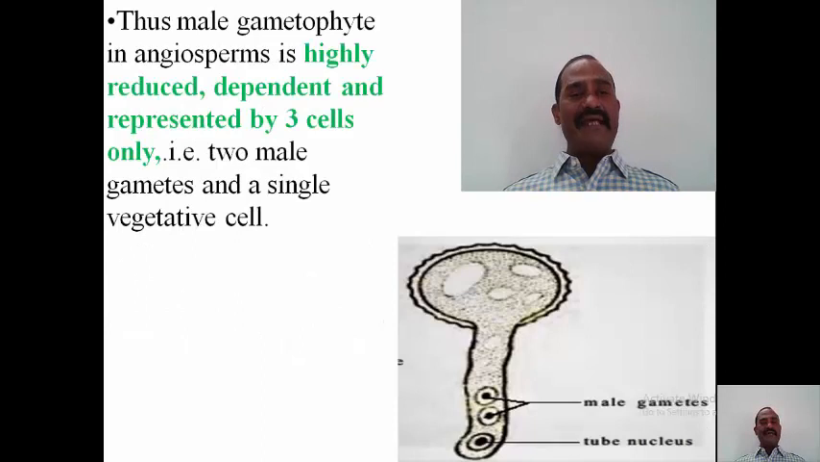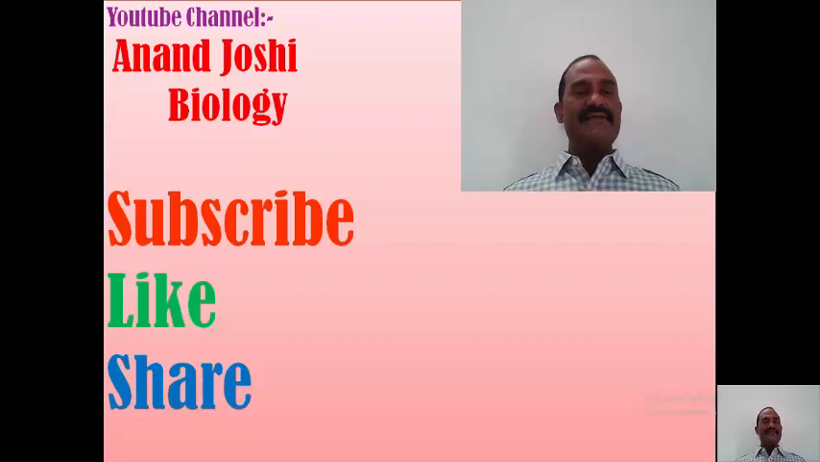Thus, the mature male gametophyte in angiosperms is highly reduced, dependent, and represented by only three cells. That is, two male gametes and a single vegetative cell. So it is highly reduced and it is dependent in the life cycle. Friends, this is the story of development of male gametophyte in angiosperms.